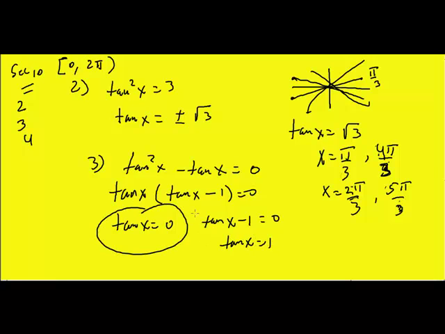Where is tangent of x equal to 0? Wherever sine is 0 is where tangent x equals 0. Where is sine 0? x is equal to 0 and pi. And 2 pi, but we can't include 2 pi. Where is tangent equal to 1? Well, tangent equal to 1 where both sine and cosine are the same. It's here and it's there. And that means x is equal to pi over 4 and 5 pi over 4.